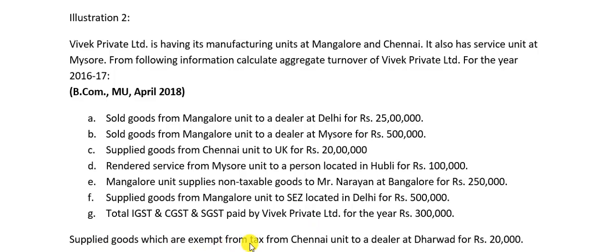Supplied goods which are exempt from tax from Chennai unit to a dealer at Dharwad for rupees 20,000. So here these two are important, non-taxable goods and exempt. Usually the mistake that we make is that because it is non-taxable we will not take it, because it is exempt we will not take it. Please remember, only if they ask us to compute taxable turnover do we not take this. Why? Because there is no tax on this. But have they asked us for taxable turnover? No, they have asked us for aggregate turnover.